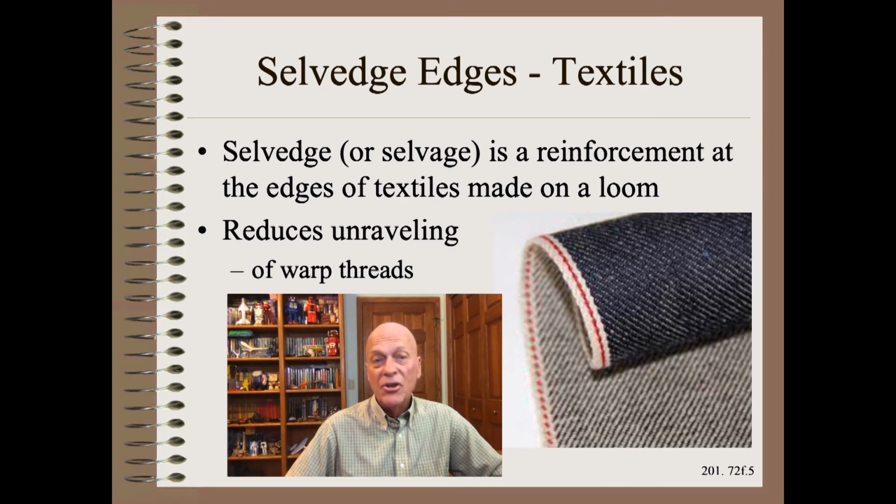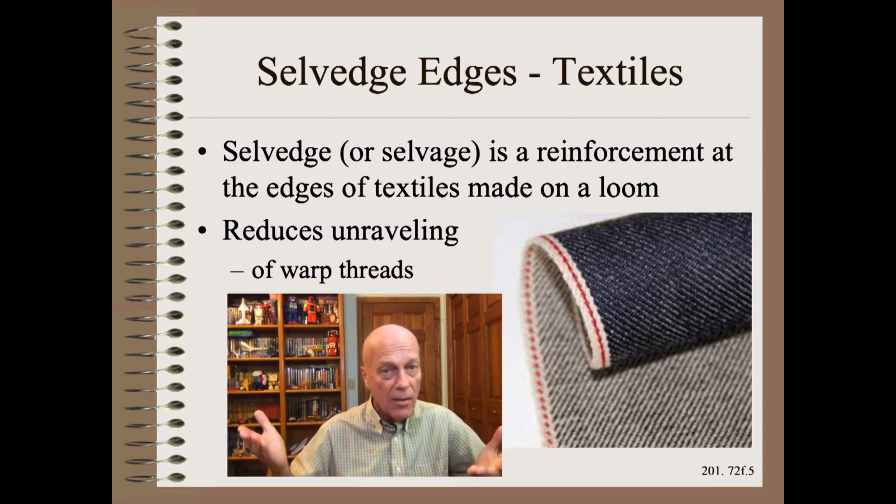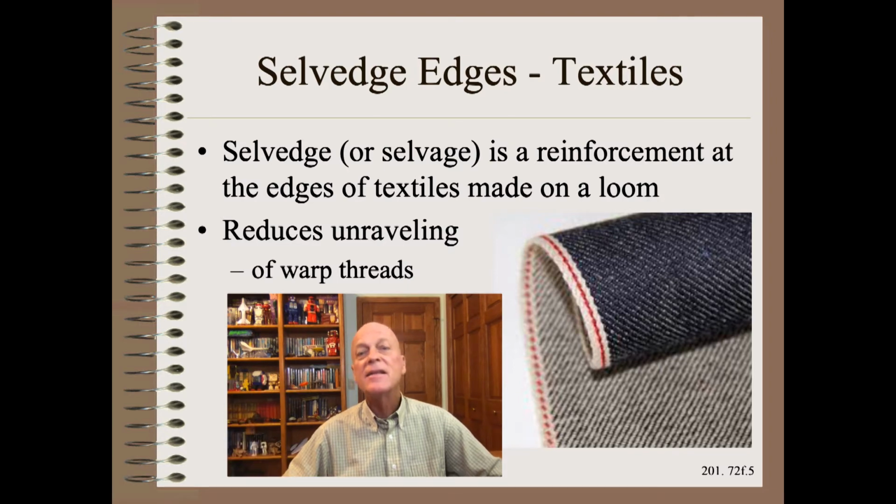The selvage is a reinforcement at the edges of most textiles made on a loom. This reduces the unraveling of the warp threads. Unfortunately, this also makes winding very troublesome due to the thickness variation. These troubles include bagginess and poor roll edge appearance, among others.